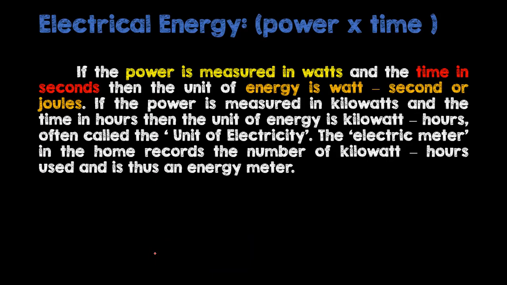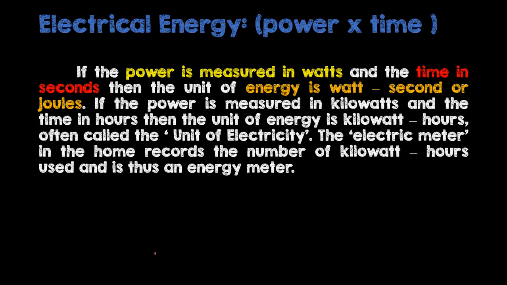So let's proceed to the next topic. So we have here electrical energy. And electrical energy is power multiplied by time. If the power is measured in watts and the time is in seconds, then the unit of energy is watt-second or joules. If the power is measured in kilowatts and the time in hours, then the unit of energy is kilowatt hours, often called the unit of electricity.